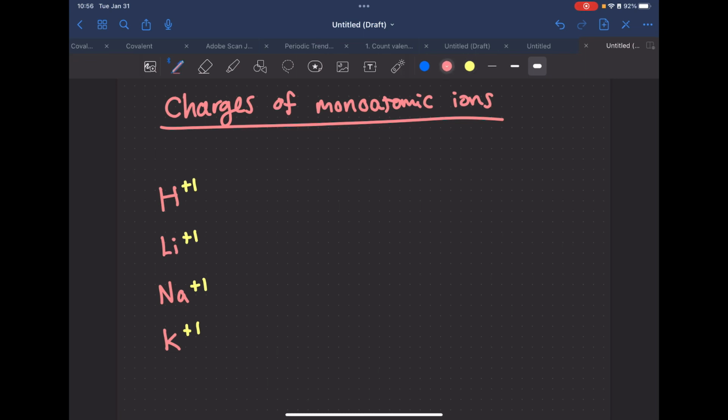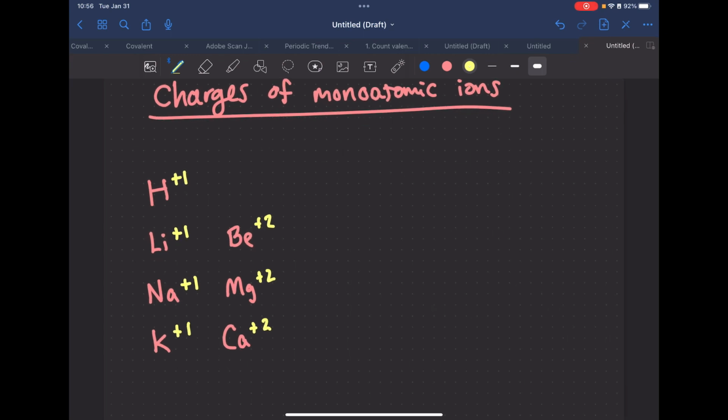If we go one over to beryllium and magnesium and calcium, all of these are going to have a +2 charge. They're all going to give up their 2 valence electrons. We're going to skip over the transition metals. We'll get to those maybe on Thursday or Friday. But I'm going to skip over to boron, aluminum, and germanium, Ge. All of these have a charge of +3.